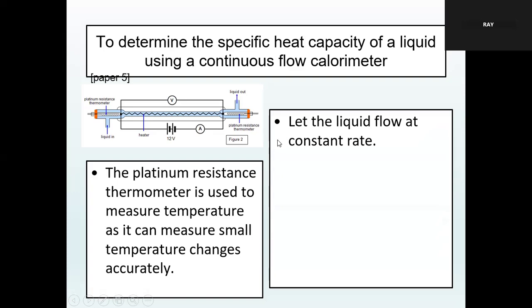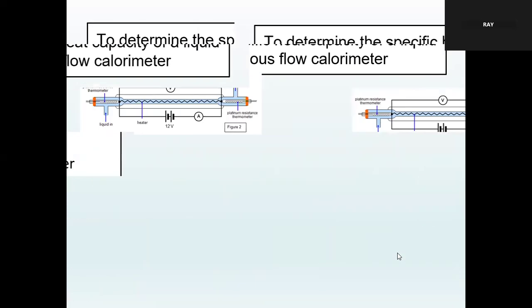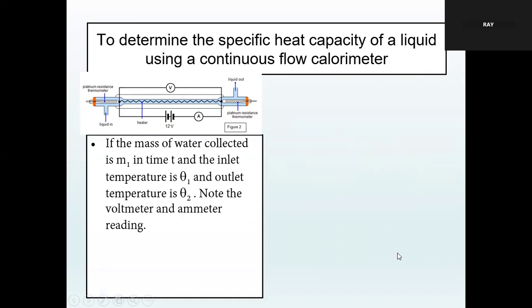Let the liquid flow at a constant rate. Turn on the power supply. Then when the temperature is steady, look at the temperature going in and the temperature going out. This is theta 1, this is theta 2. When the temperature is constant, doesn't rise anymore, then you take the temperature. That's the advantage. The temperature doesn't change when you read it, not like other experiments. Then you collect the water coming out from here, M1 in time T1, and then theta 1 and theta 2.